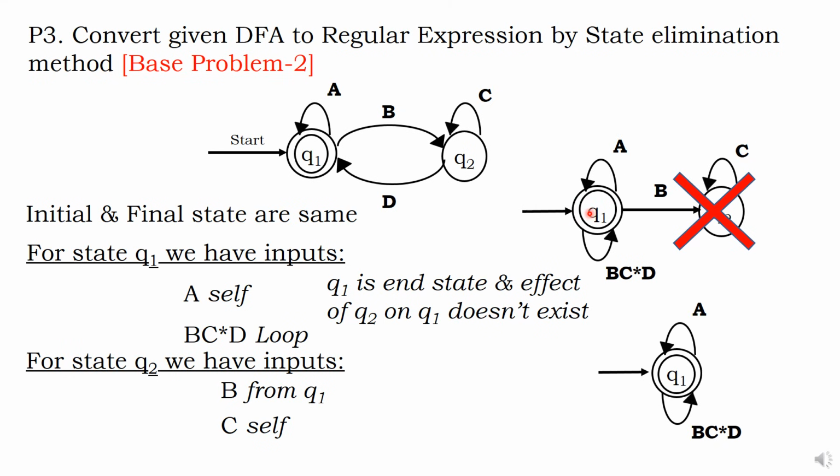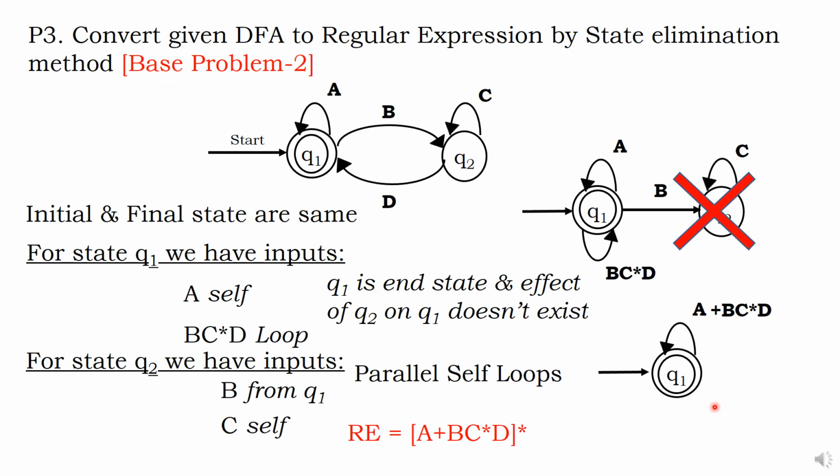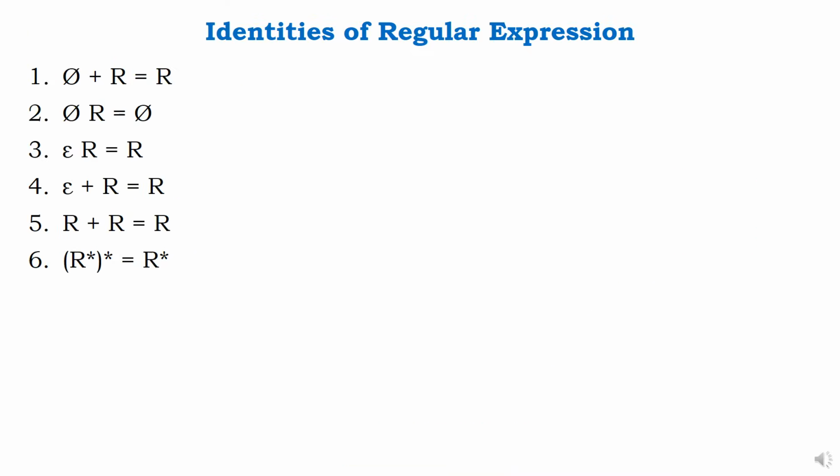So I just removed it. What is my conclusion? These two are parallel self loops. This is your final expression: A plus BC star D, the whole star, because it is a self loop. Now we have learnt base problem 1 and base problem 2. Using this we will solve the bigger problem.